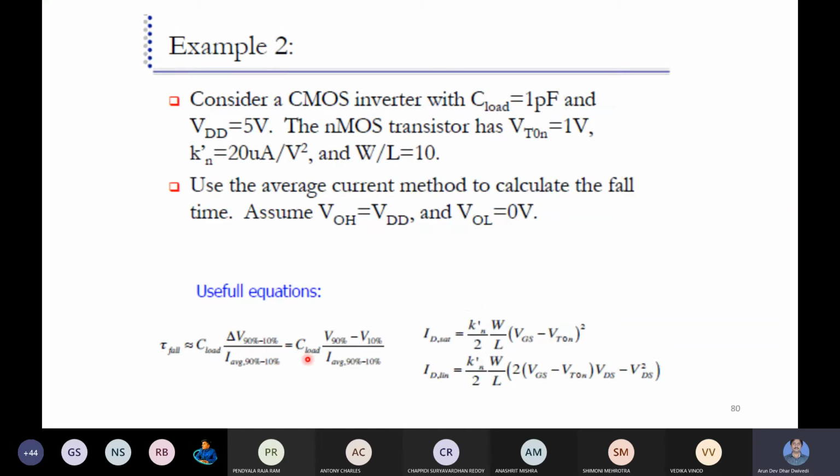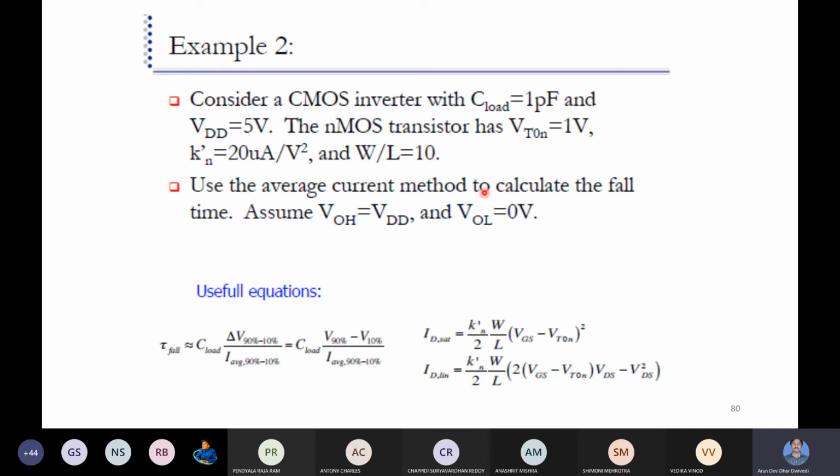This is a problem related to rise time and fall time calculation by the average current method. It is given that the load is 1 picofarad, VDD is 5 volt, and the MOS transistor has VT0 of 1 volt, and Kn dash is given. Kn will be Kn dash into W by L. So Kn dash is 20 microampere per volt square, and W by L is given as 10.